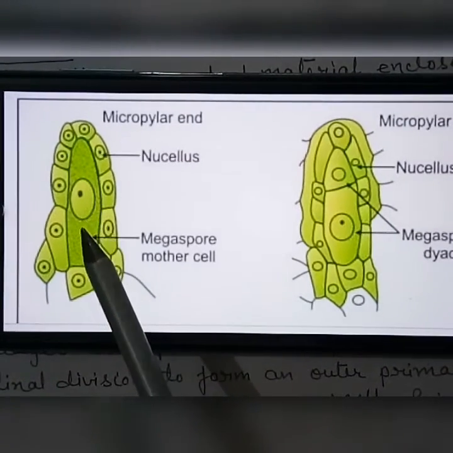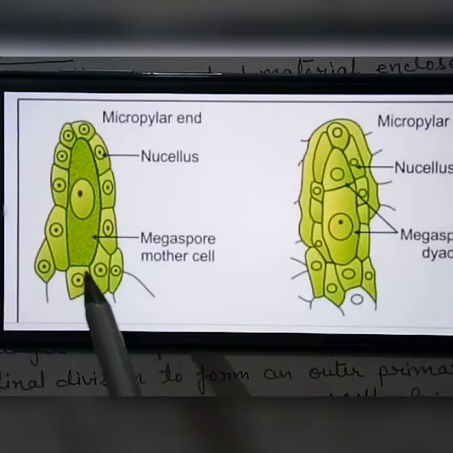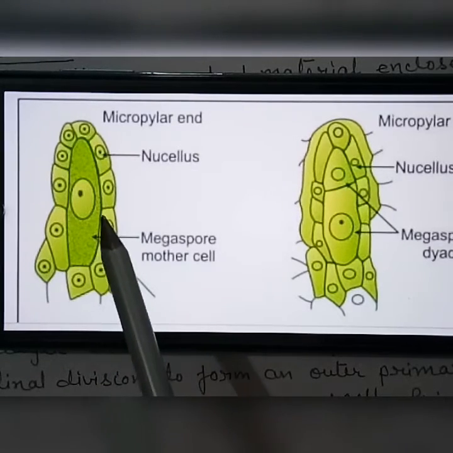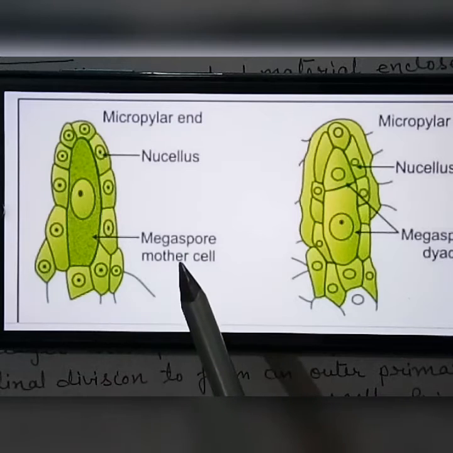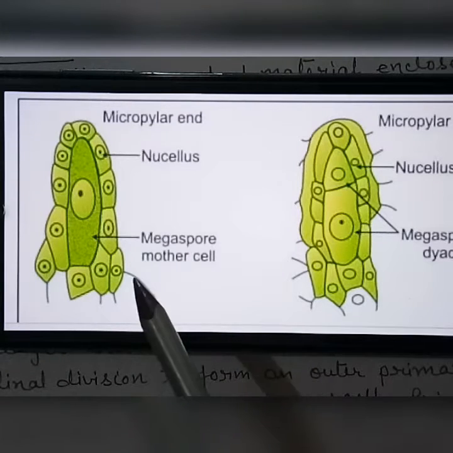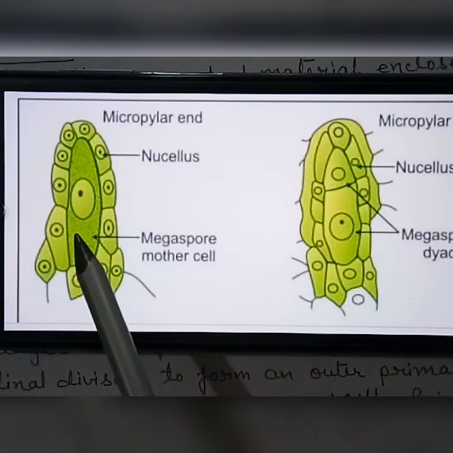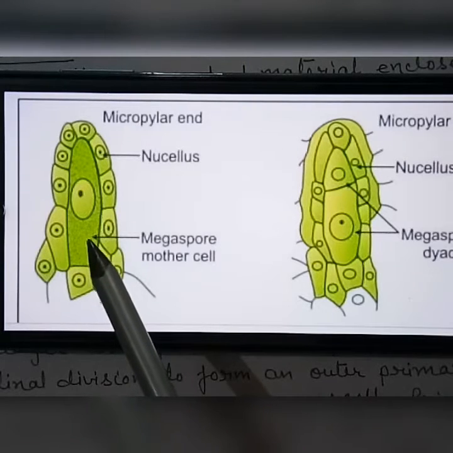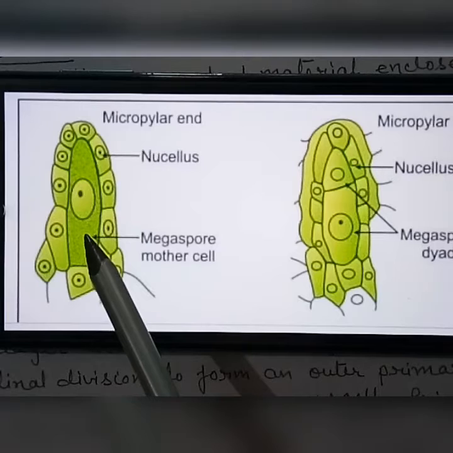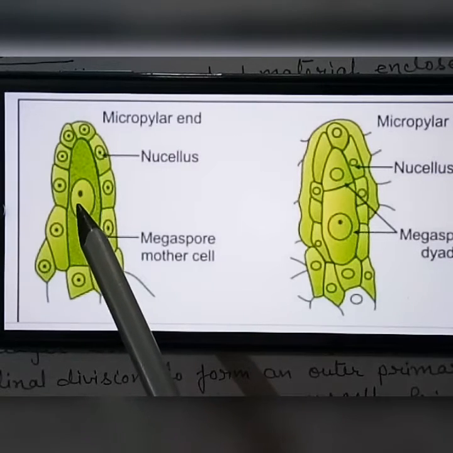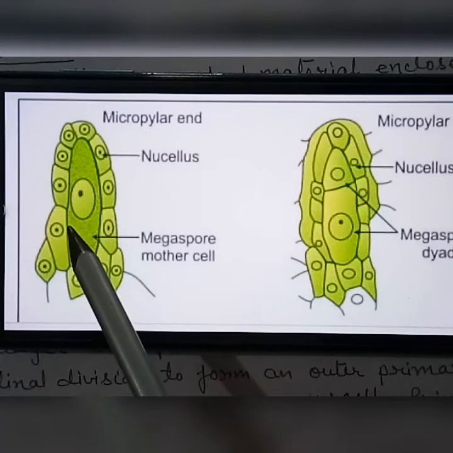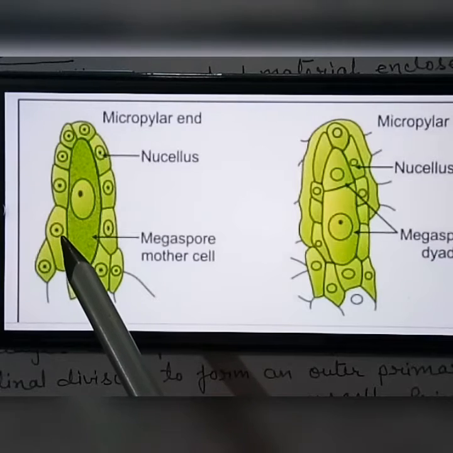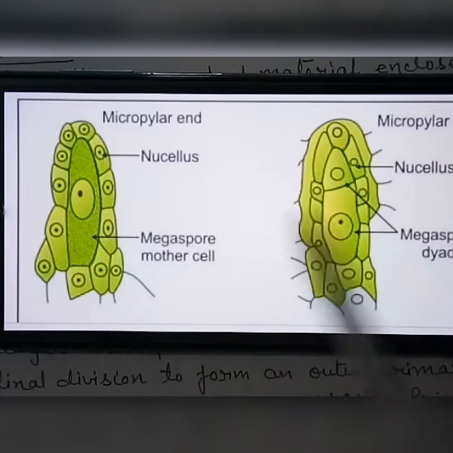And grow in their size, called the megaspore mother cells. These are divided by mitotic division into two daughter cells. One daughter cell that remains toward the micropyle of the ovule forms the primary parietal cell.